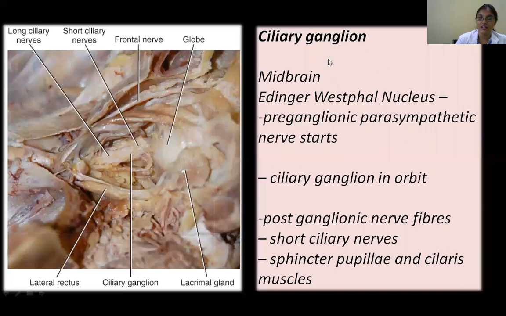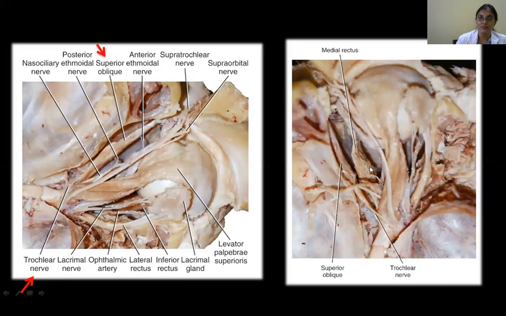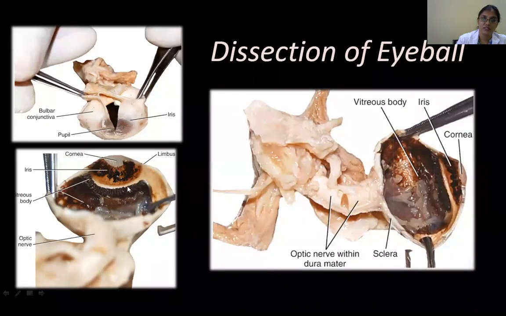This ganglion I'll teach you in detail in another class. All these dissection images I've put so that you can understand, because we've not dissected. See the trochlear nerve here. It's close to the wall of the orbit because it's not coming through the tendinous ring. It got separated here. And this is the superior oblique, your superior oblique and the trochlear nerve. So you can go through these diagrams later.